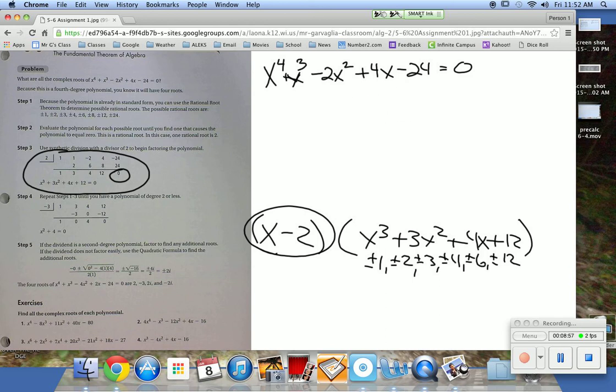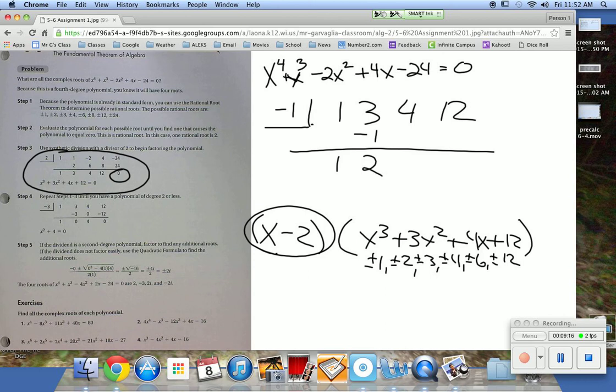Let's try negative 1. We're going to go through this. 1, 3, 4, 12. 1, negative 1, negative 1, we get 2. Negative 2. Negative 2, we get 2. Negative 2, nope. We got 10, so we know negative 1 is not one of them. So we could use a whole paper trying to figure out one problem.